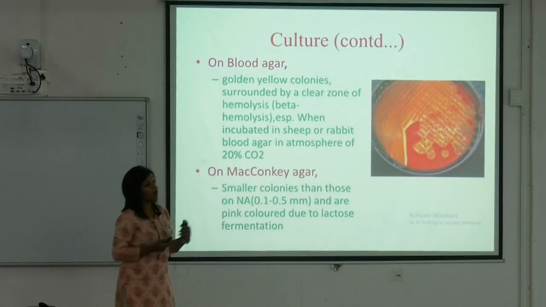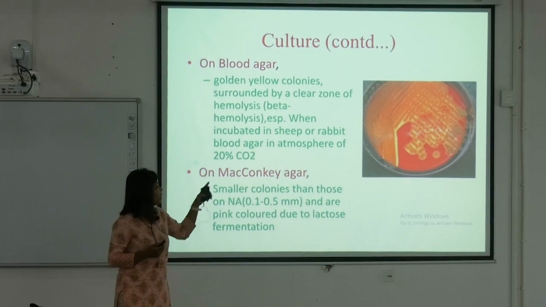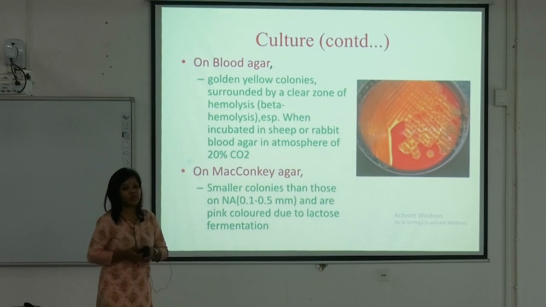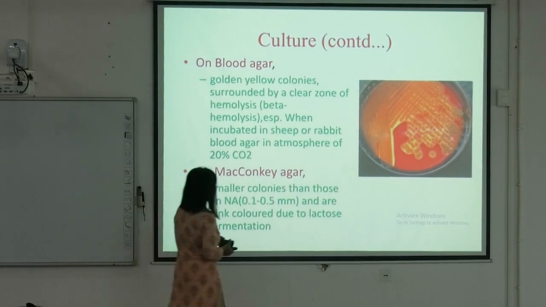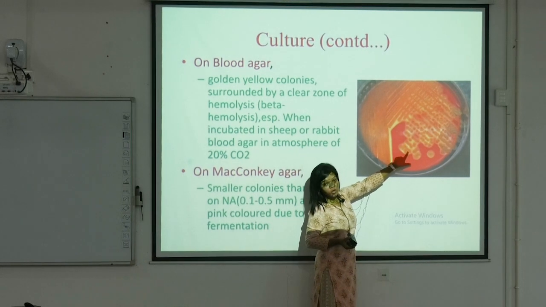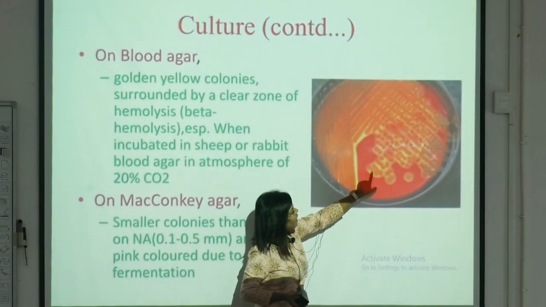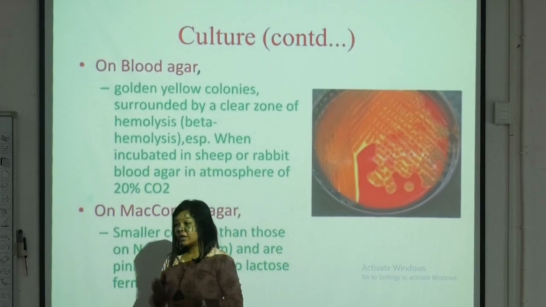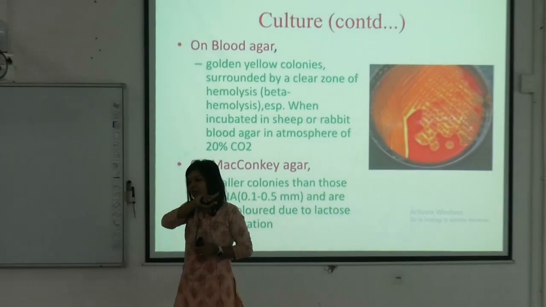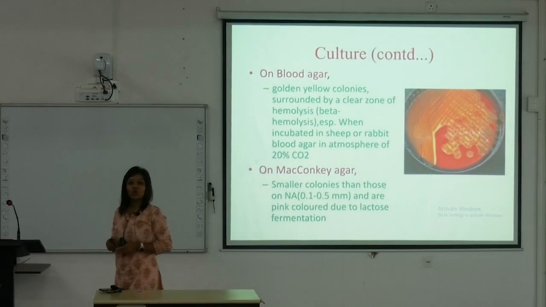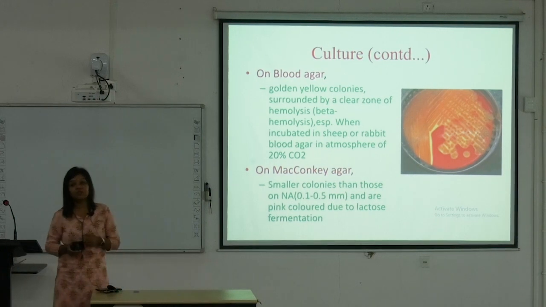So this is how it looks in, what agar is this? Blood agar. What else you can see? What are these? Colonies. What is this halo? Anybody? What is this yellow halo? It is looking yellowish, but what is this? Hemolysis. Who said it? Hemolysis. Very good. This is called hemolysis.